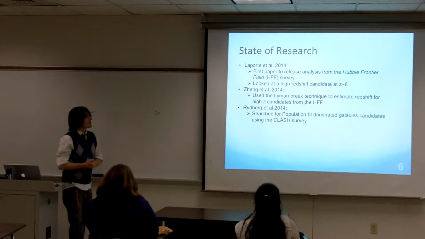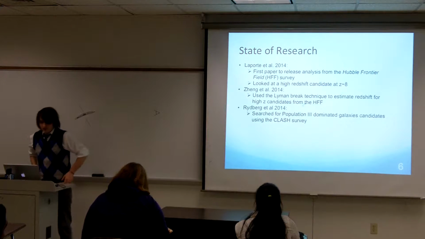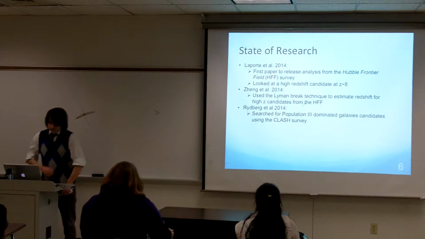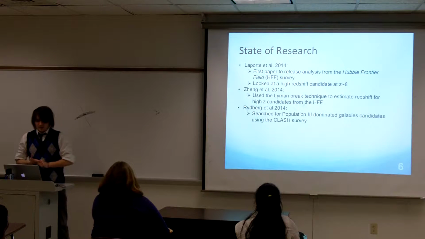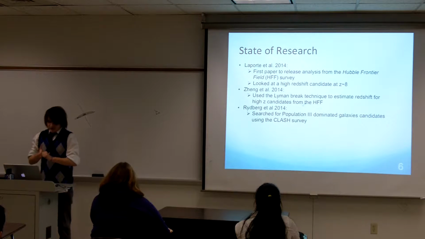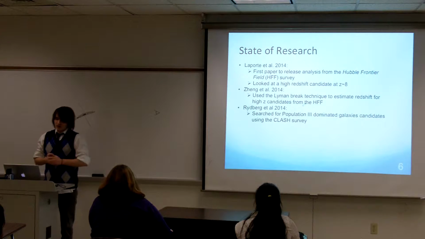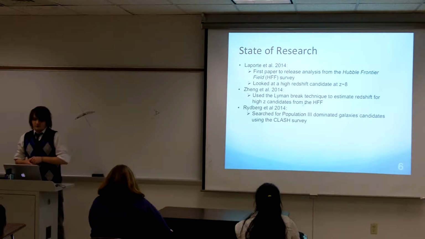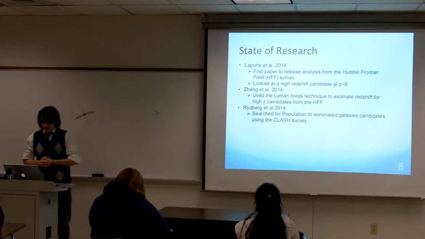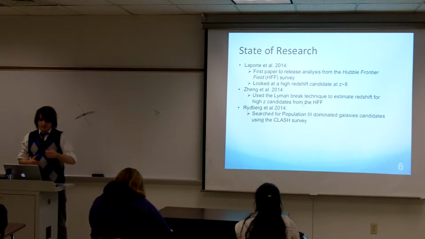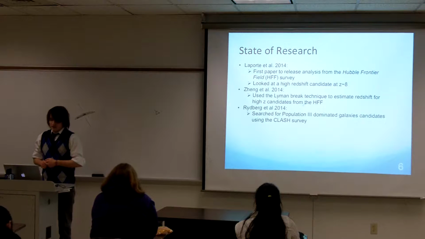So a couple papers that I read about the state of the research during this year. By the way they sounded in the papers, it's a pretty exciting time, because at the beginning of this year, Report et al. 2014 reported the first analysis from the Hubble Frontier Field Survey, which looked at objects at high redshift. And they think they found a high redshift candidate at about z equal to 8.